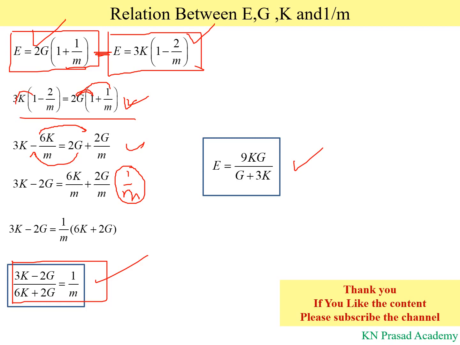Mostly they will give the data, maybe the direct strain or the lateral strain, and also maybe the Poisson ratio. Maybe we have to determine the E, K and G values. So for this, we have to remember these four formulas.